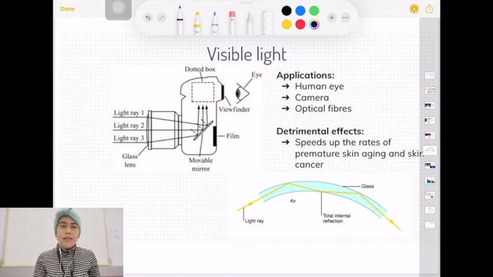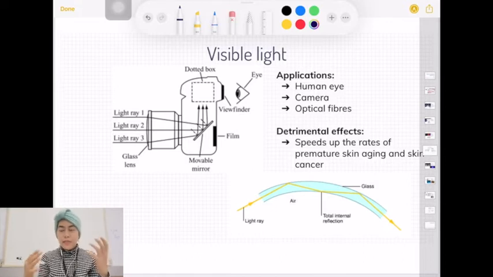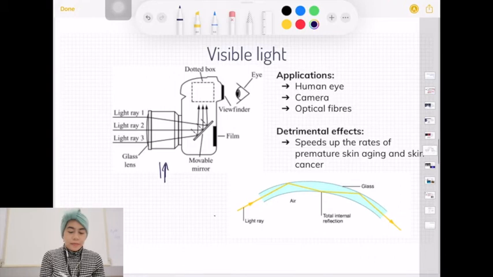And the next one here, we've got visible light. So any photography, camera, human eye, optical fiber, anything that involves you looking at it, will be visible light, because it's the only spectrum of light that we humans can actually see. So this picture here is a camera, and this is optical fiber.